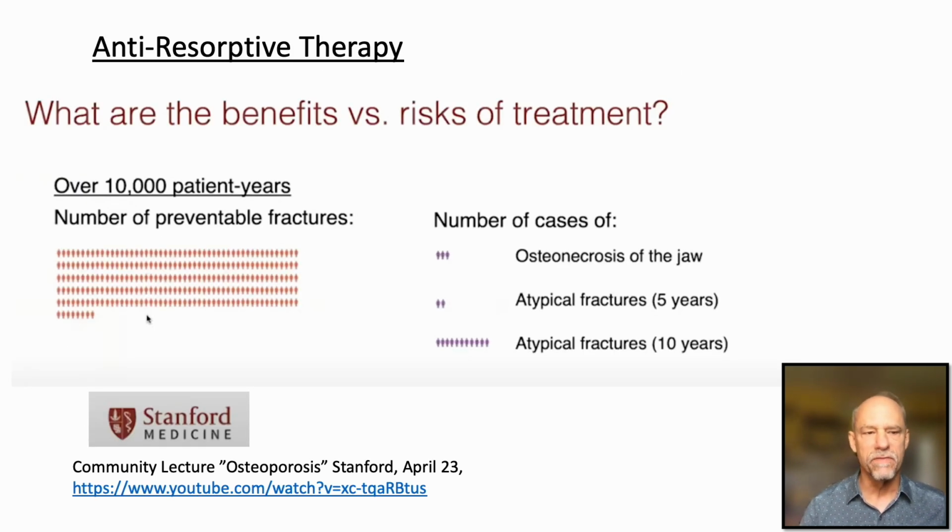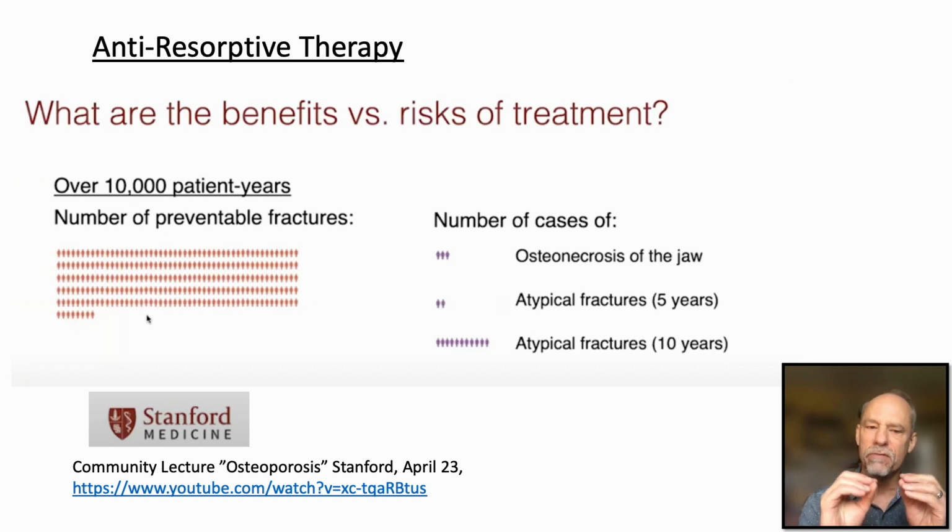Let's talk about other side effects with the anti-resorptive therapies, and this is really well out there. So we're talking about osteonecrosis of the jaw and atypical femur fractures. Over 10,000 patient years of therapy, we're going to reduce at least 100 fractures. Over that same time frame, there may be 3 cases of osteonecrosis of the jaw. And over the first 5 years, a couple cases of atypical femur fracture. We'll talk about those more in a minute.